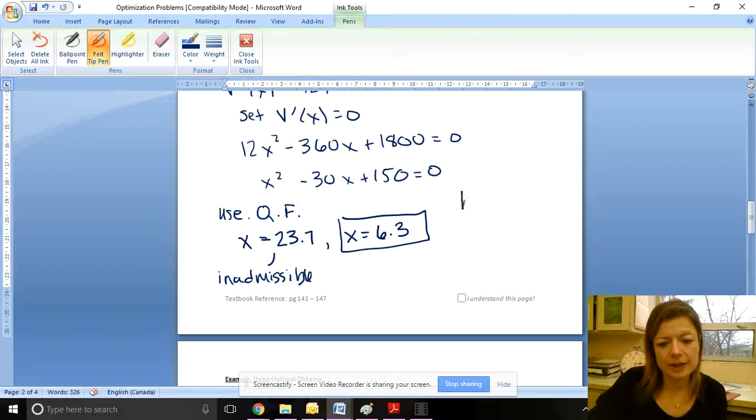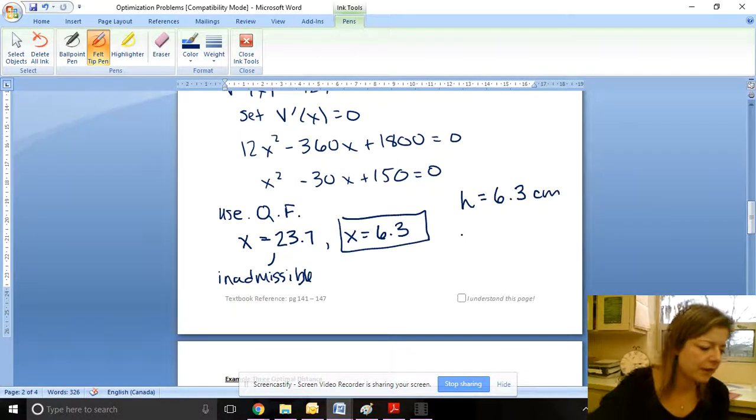So it asks for the dimensions that give the largest volume. So notice that in the last question it asked for the maximum area. In this question it says what are the dimensions that give the maximum volume. So you make sure you answer the question as given. So this is 6.3 centimeters for the height.